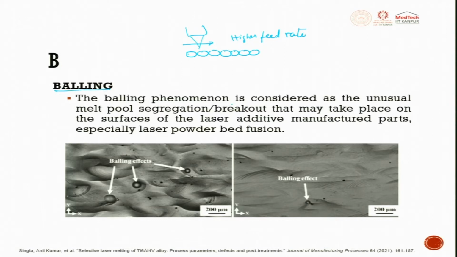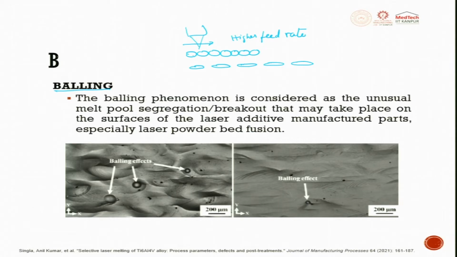The balling phenomenon is considered as the unusual melt pool segregation or breakdown. So, instead of this continuous track, what happens in balling is you will have melt solidification of metal powders like this. This is called balling. Balling is considered an unusual melt pool segregation or breakdown that may take place on the surface of the laser additive manufactured part, especially in laser powder bed fusion.